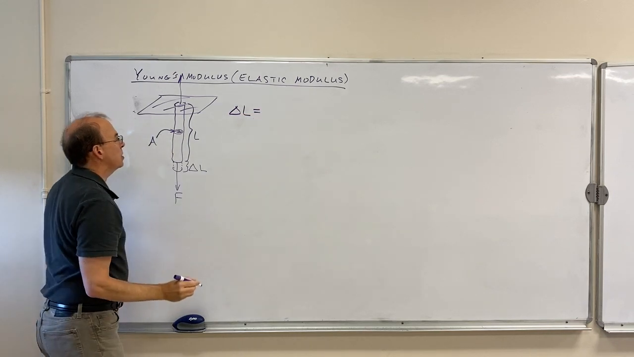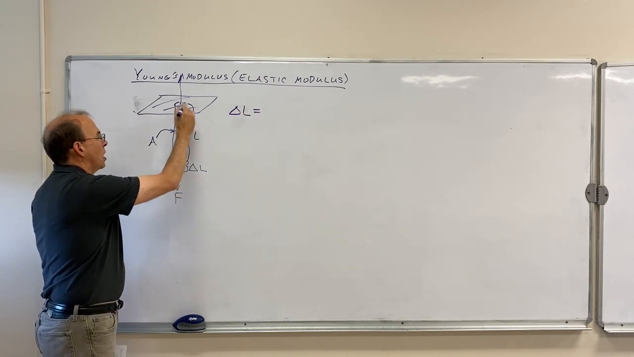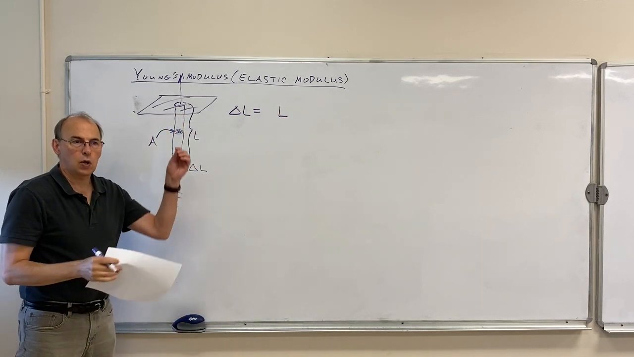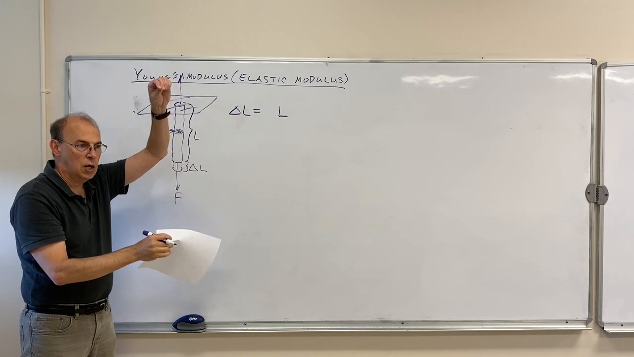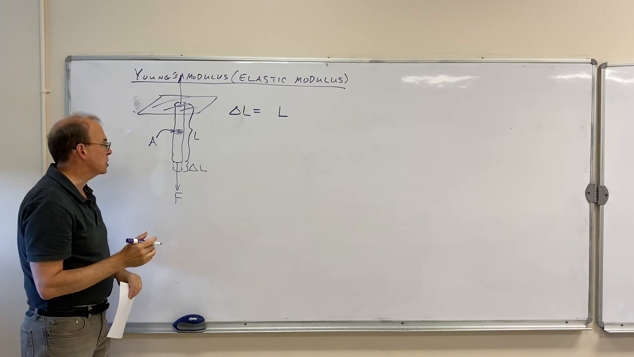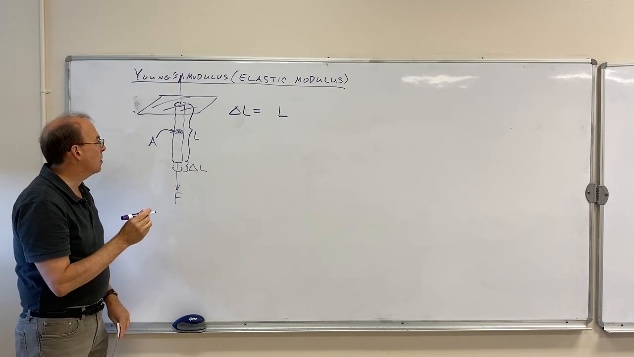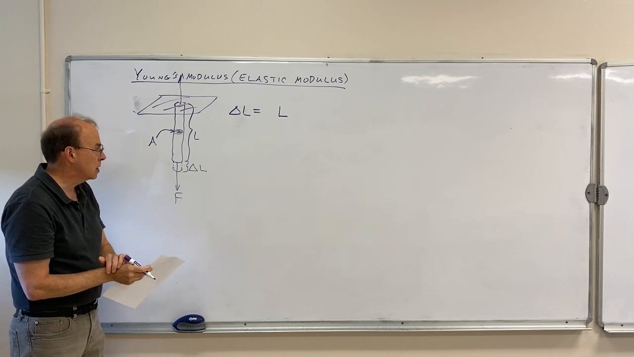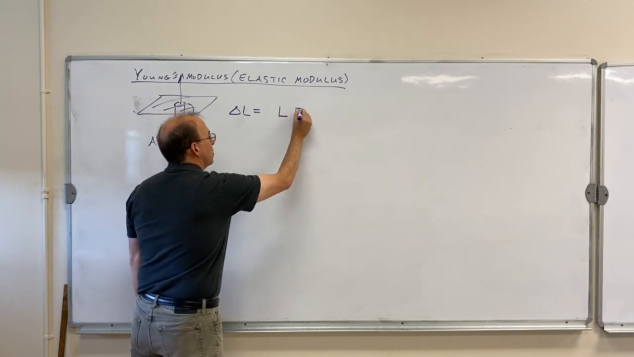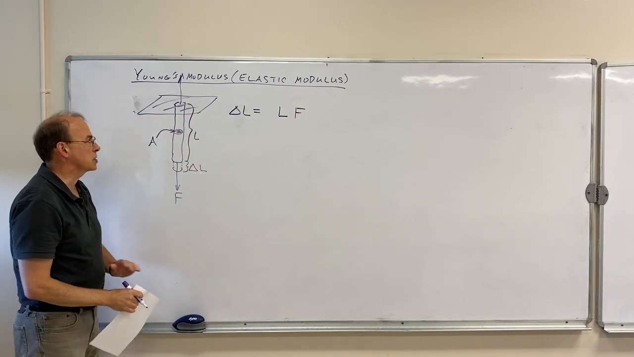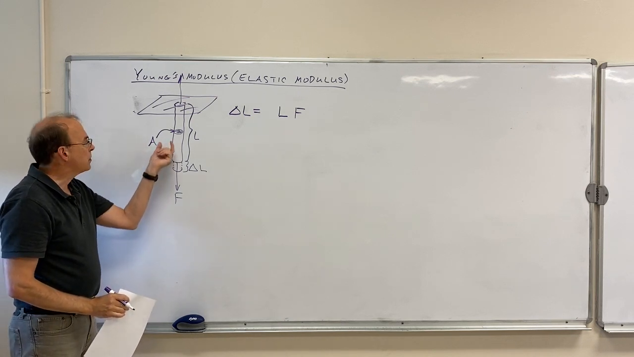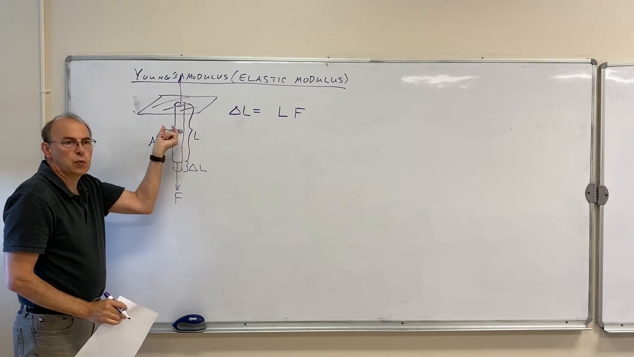That delta L ought to depend on how long the rod was to begin with. That is, if it's a really long rod and we stretch it, we get more stretch than if we stretch a little bitty short rod. I think you can see that's reasonable. How much stretch we get depends on how much force we apply. If we apply a great big force, we're getting more stretch than if we apply a little force. That's fairly obvious.